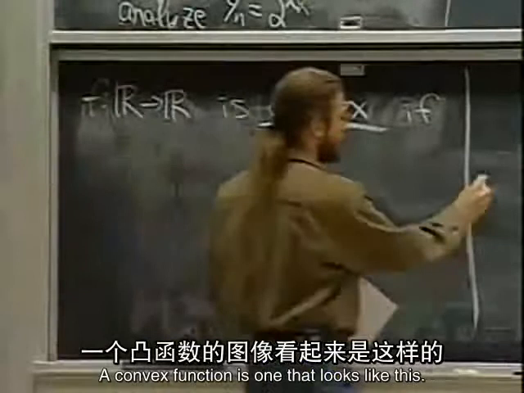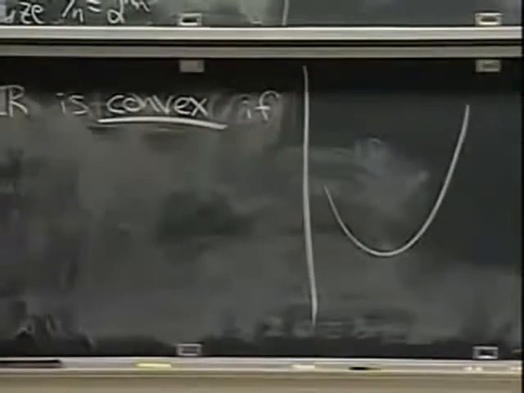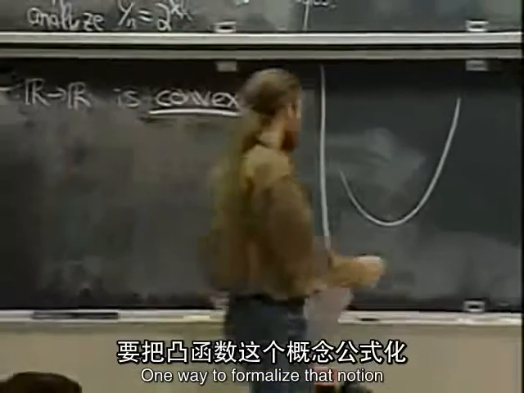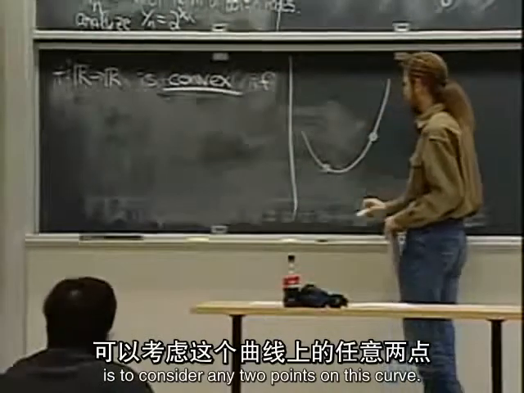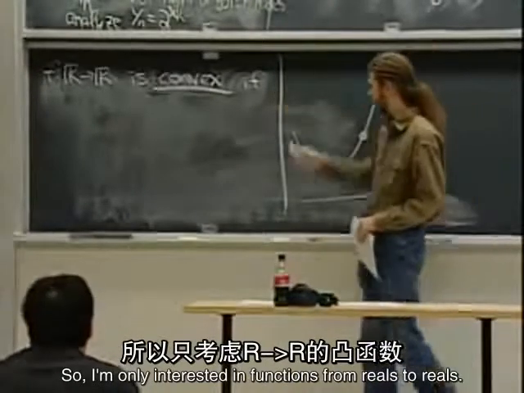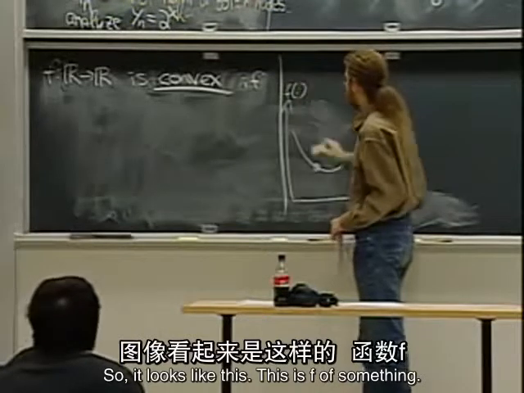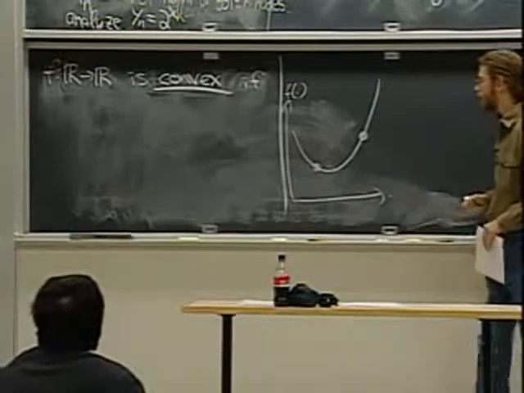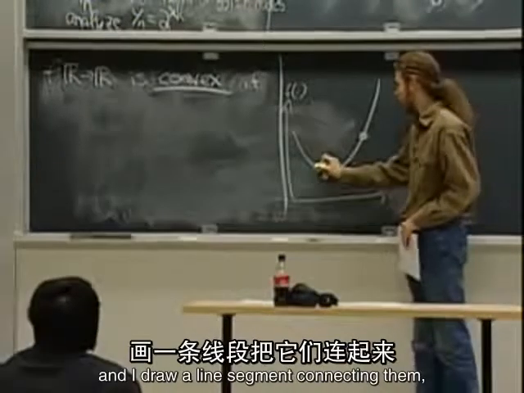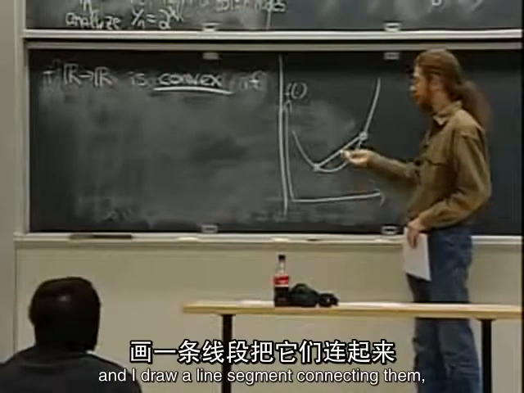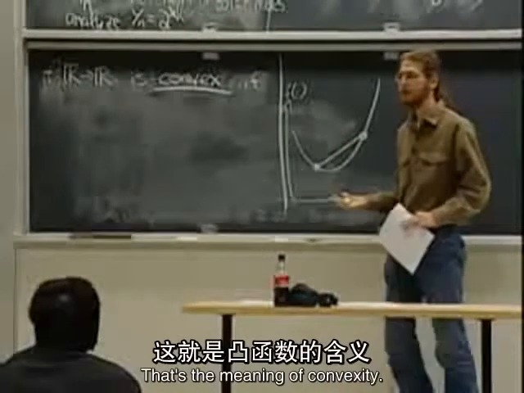A convex function is one that looks like this. One way to formalize that notion is to consider any 2 points on this curve. I'm only interested in functions from reals to reals, so it looks like this. This is f of something, and this is the something. If I take 2 points on this curve, and I draw a line segment connecting them, that line segment is always above the curve. That's the meaning of convexity.